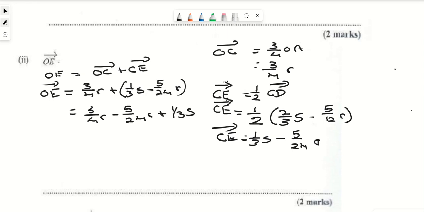Right? So we're going to subtract these two. As I said, you can use a calculator. I don't see a problem. You just put 3 over 4 minus 5 over 24, and you're going to get 13 over 24R plus a third S. And that would be your answer, this right here.